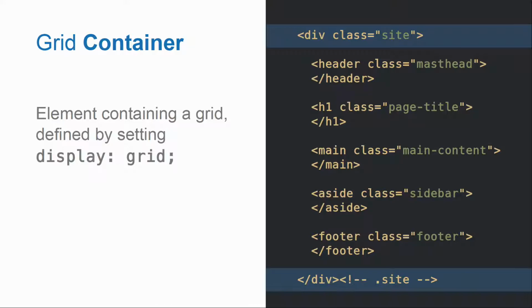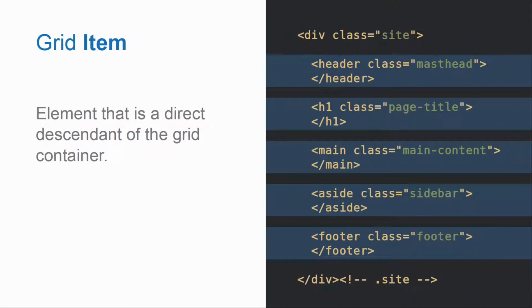So the first thing you have to do is set your display, which in this case is display grid. Your grid container is an element containing the grid defined by this display grid setting. As you can see on the right, it's the setup we're going to use.